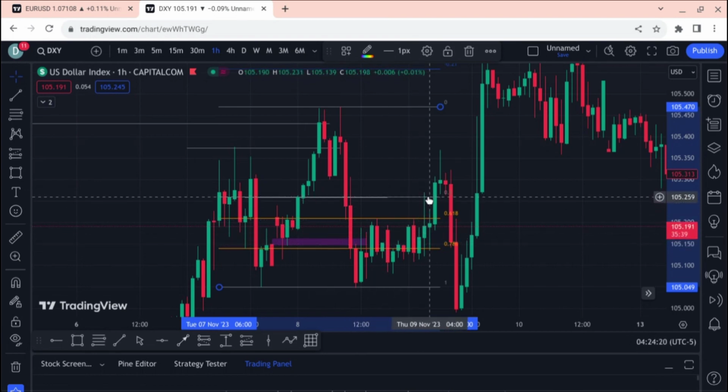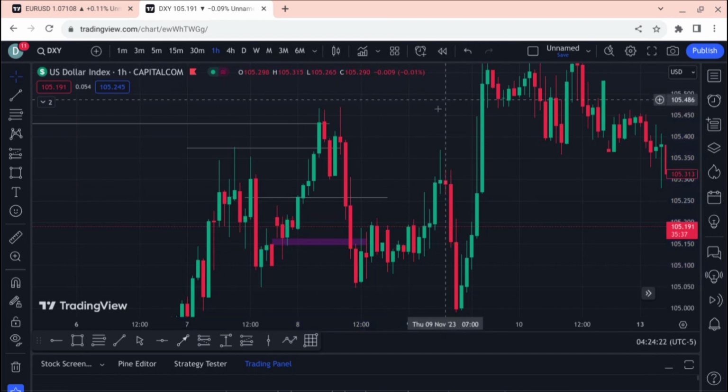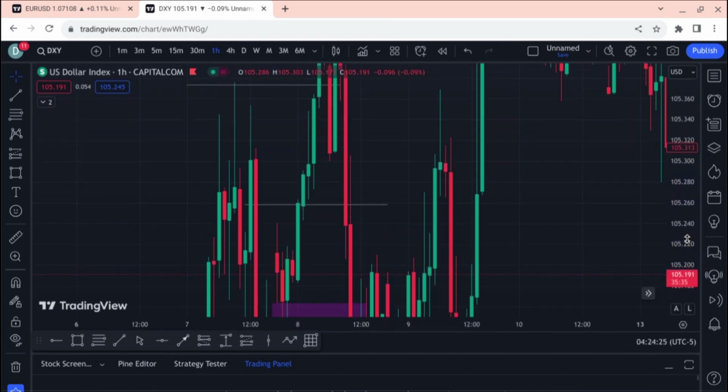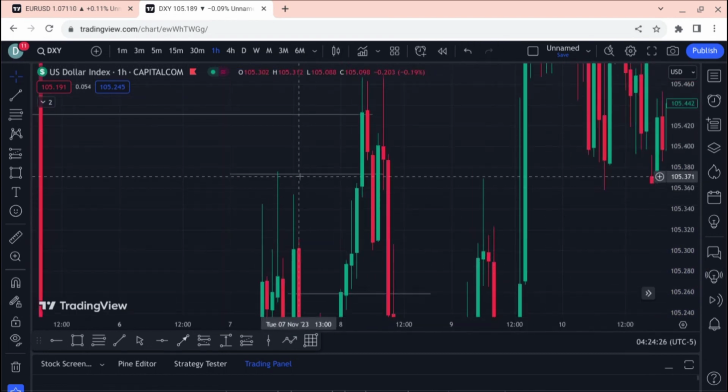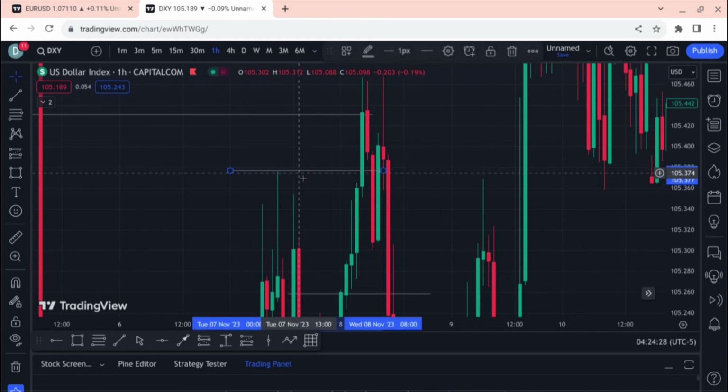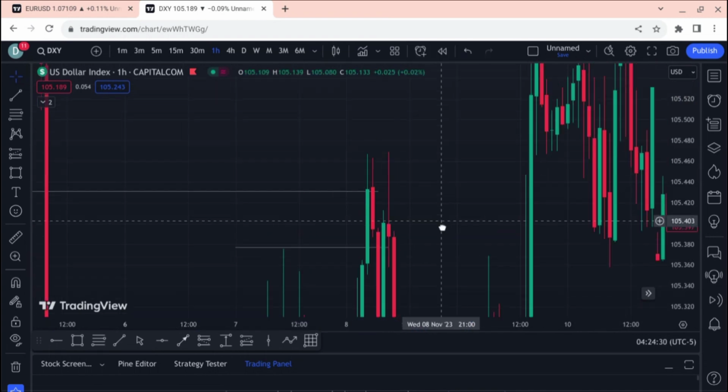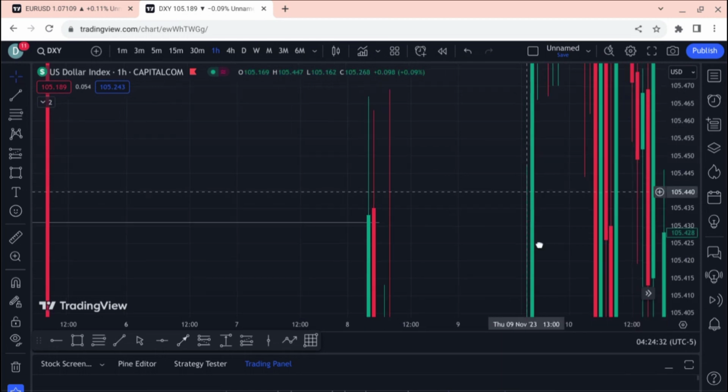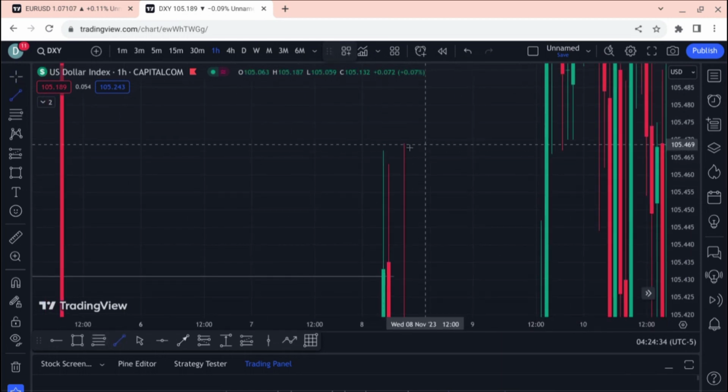Okay, so let's go back to Euro USD. And at the same time, mind you, when we took out this previous high, we also had this thing here, smart money divergence here.